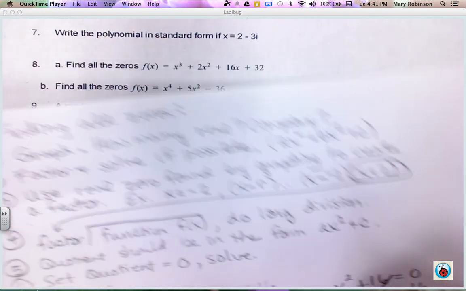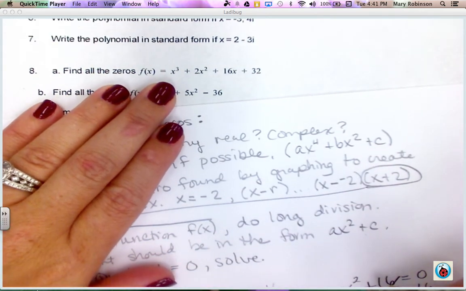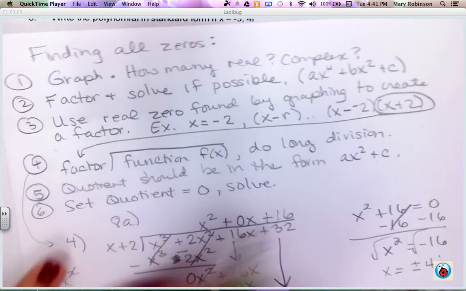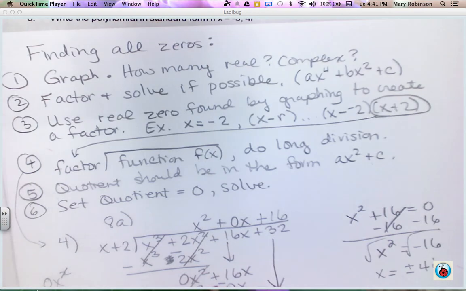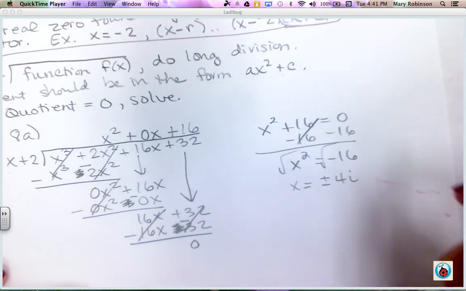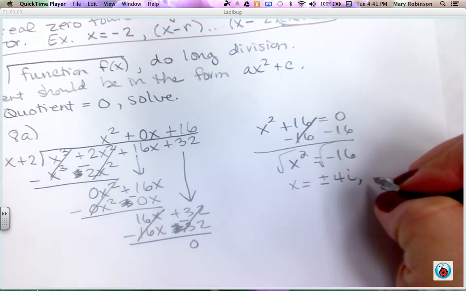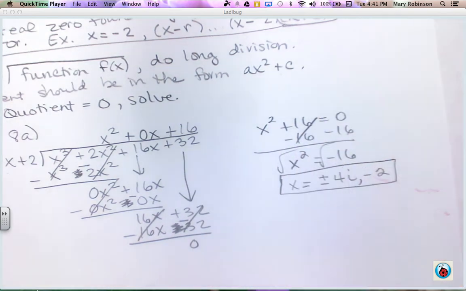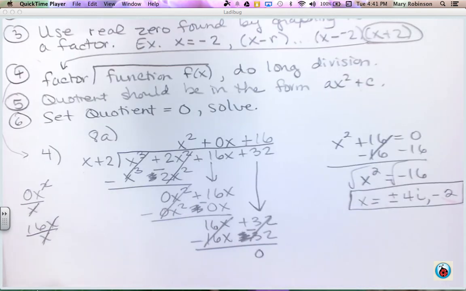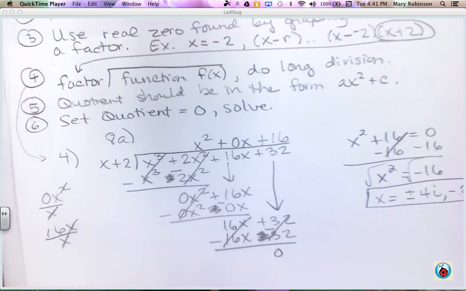Remember, for 8a, we're dealing with a cubic polynomial. We should have 3 zeros. One of them is real, as evidenced by the graph. The other 2 are complex, and we found those by graphing. So to that, add your other 0, which was negative 2. Put a box around it to indicate that that is your solution for x. Positive and negative 4i and negative 2. I would highly recommend rewinding and watching this video from the start again to make sure that you understand it.